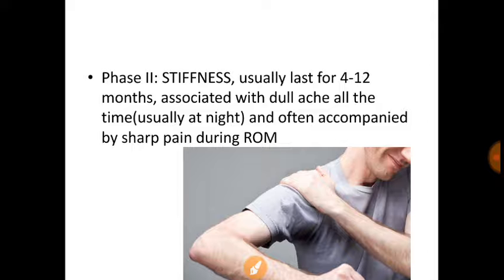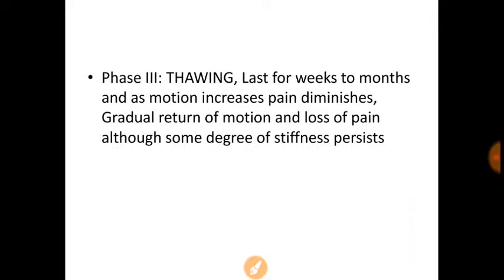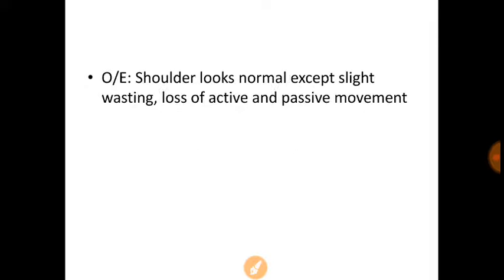Phase 2, stiffness, lasts for 4 to 12 months usually and is associated with a dull ache all the time, and that aggravates at night, and there is a sharp pain at the time of range of movement of the shoulder. The third phase is the phase of thawing that lasts for weeks to months. As the motion increases, the pain diminishes, and there is a gradual return of motion and loss of pain, although some degree of stiffness persists.